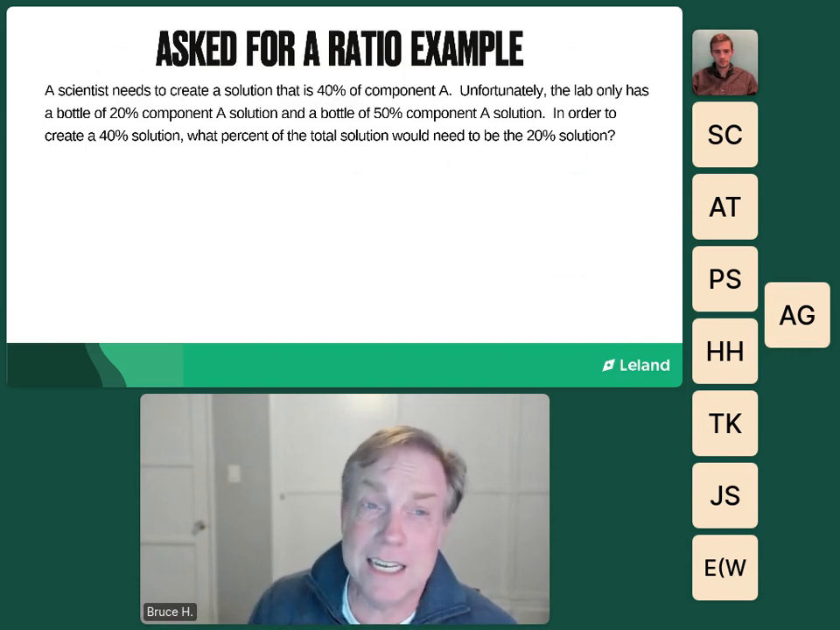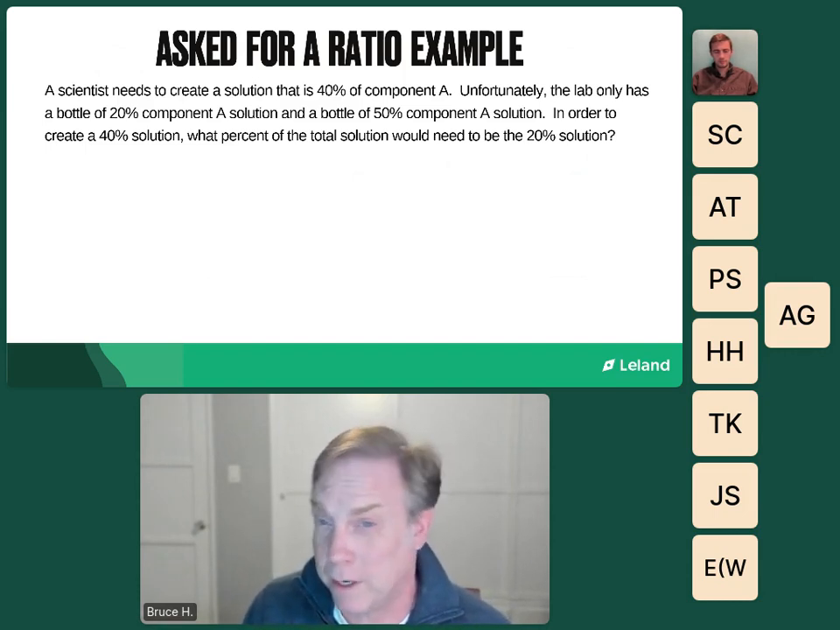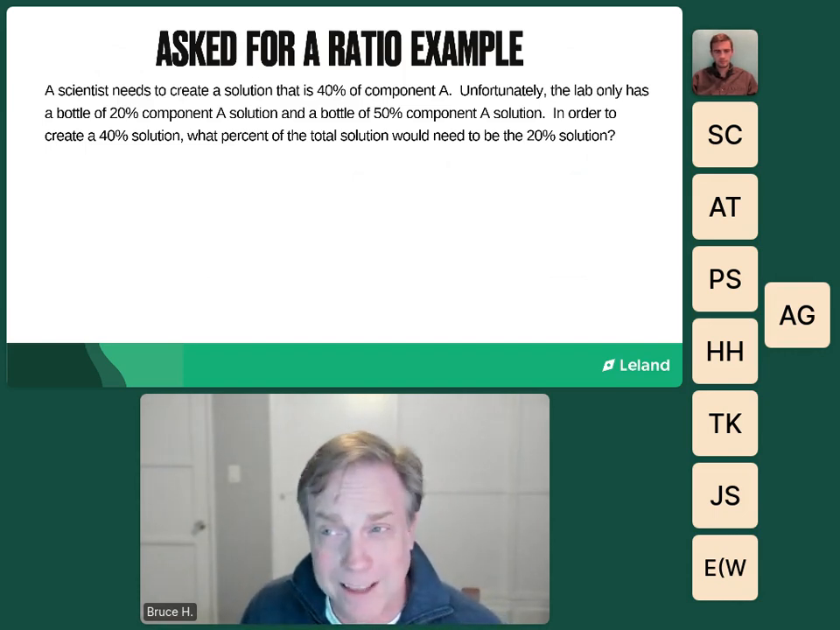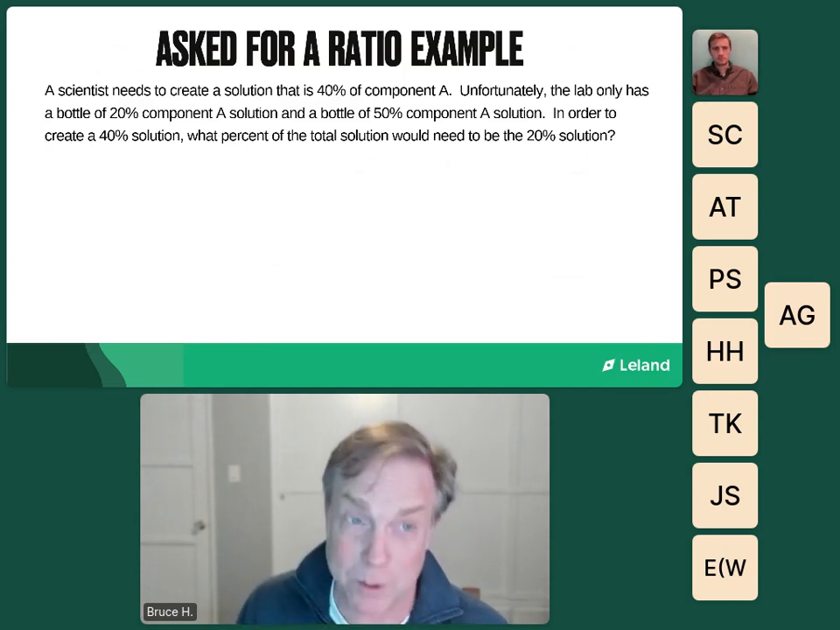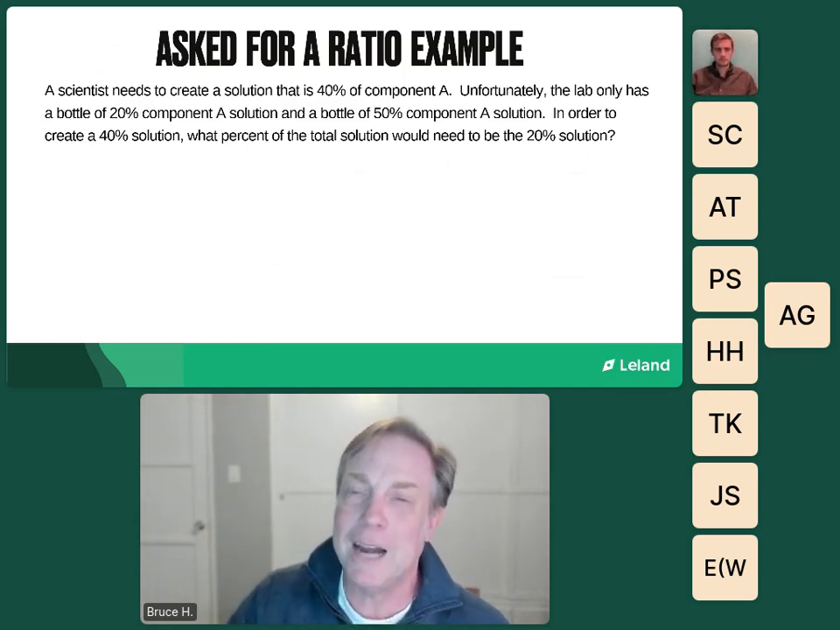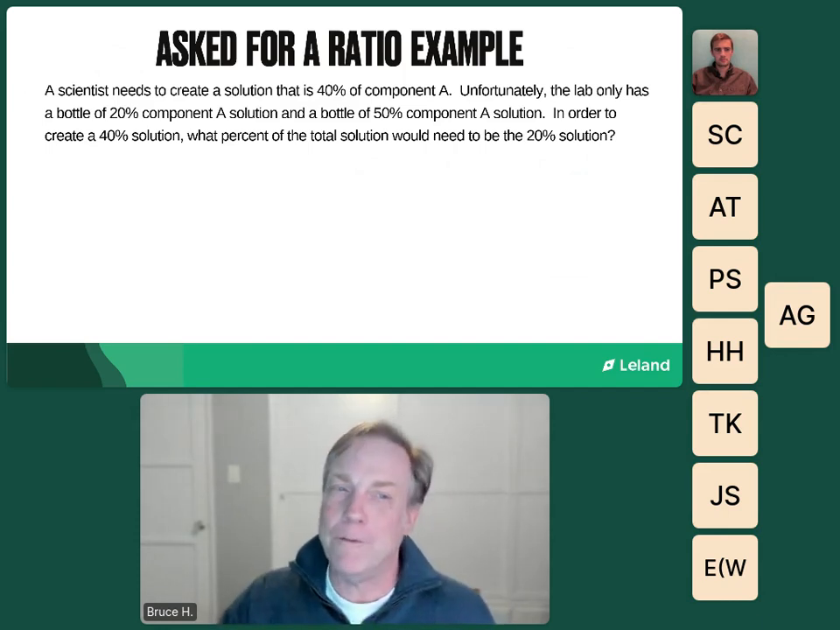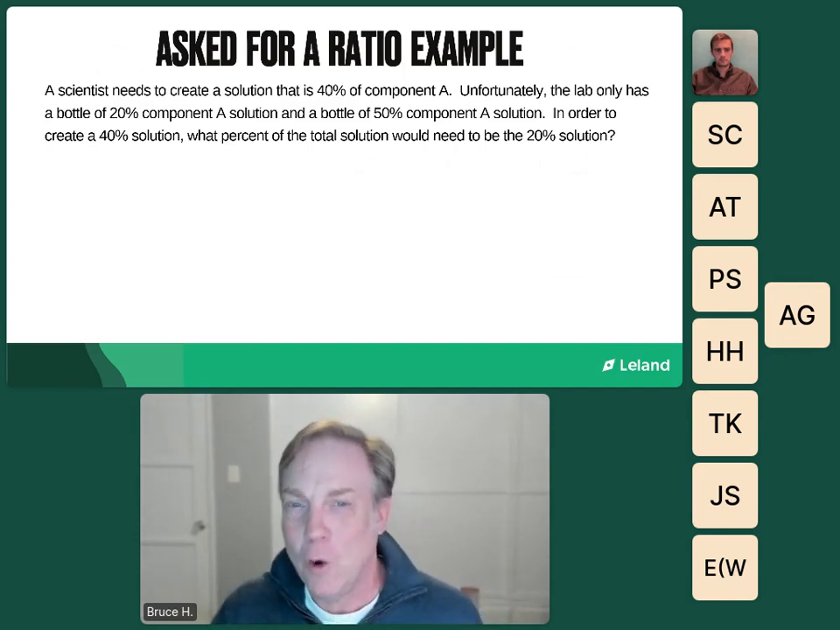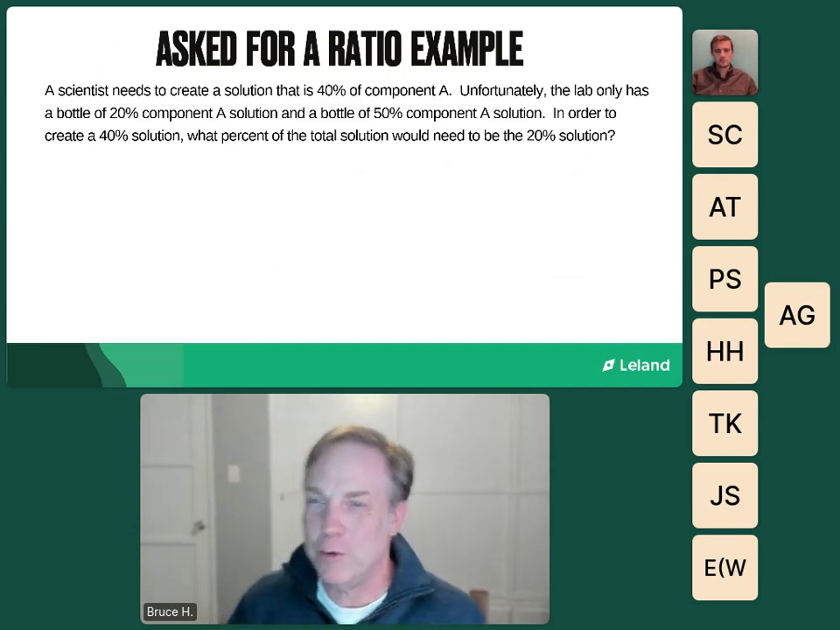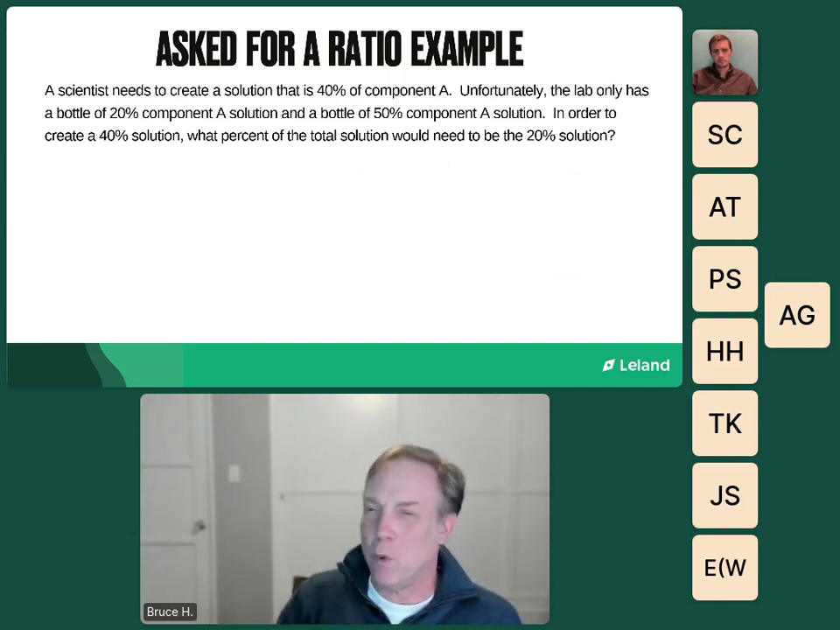So a scientist needs to create a solution that's 40% of component A. Unfortunately, the lab only has a bottle of 20% component A solution and a bottle of 50% component A solution. In order to create a 40% solution, what percent of the total solution would need to be a 20% solution? And boy, is that confusing.